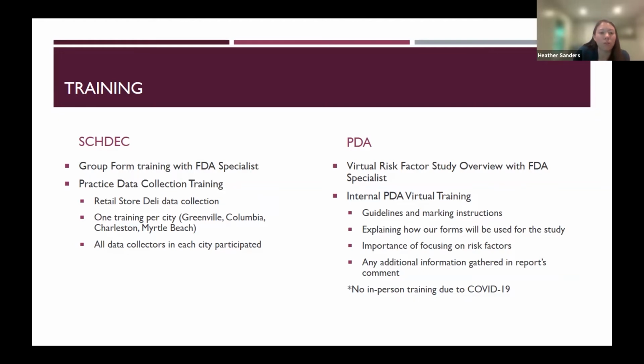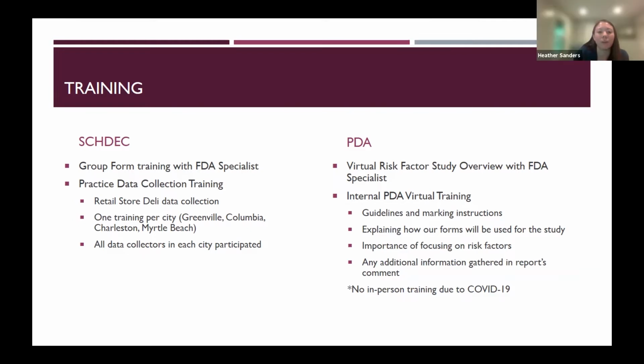We had a virtual risk factor study with our FDA specialist, which had a great overview of what a risk factor study is, the importance of it, a brief discussion of FDA's risk factor study, and gave the inspectors a good understanding of the overall what is a risk factor study and what are we doing in our inspections. And then we also had our own internal virtual training on guidelines.